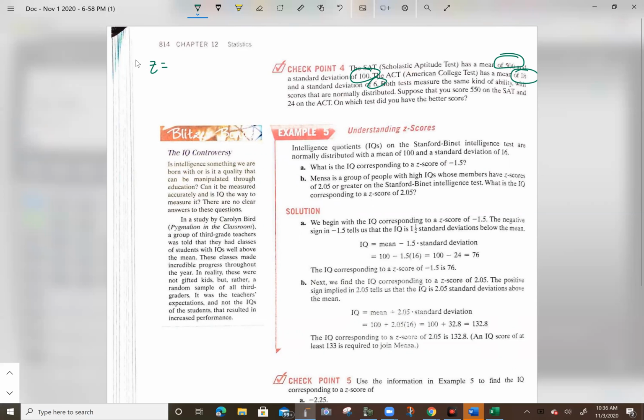So if we do it for the SAT, I'll just get it set up for you. The mean, we're going to subtract. The mean is 500 and the standard deviation was 100. And then this is where you put your score. And then for the ACT, your score minus the mean this time, which is 18, divided by the standard deviation, which is 6. So whichever number is higher is the test you did better on.